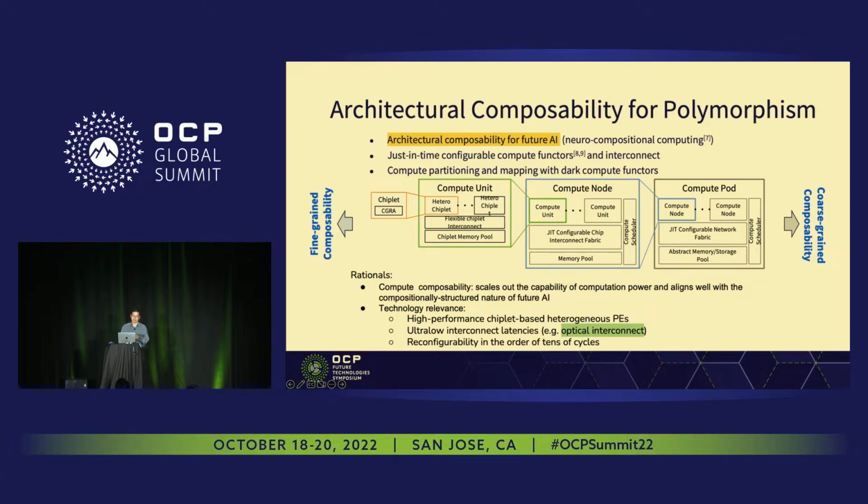First of all, we basically want to make sure our architecture is able to have fine-grained composability all the way to coarse-grained composability. That means our architecture can be adaptive to any type of application, from general purpose to domain-specific. And at each of these levels, we can scale up from, let's say, compute pod level to compute nodes to compute units and to chiplets, and then all the way to coarse-grained reconfigurable architectural chiplets.